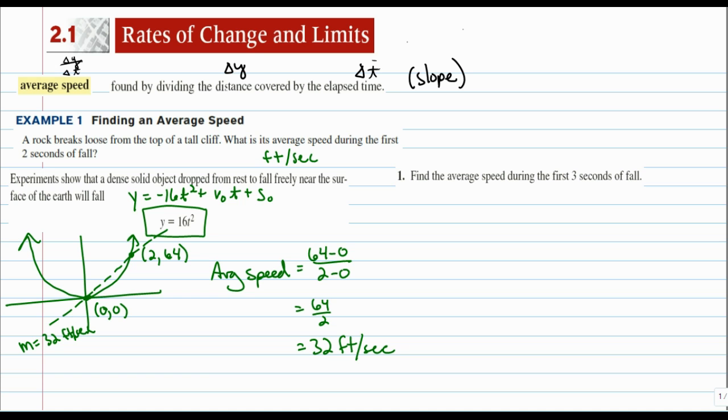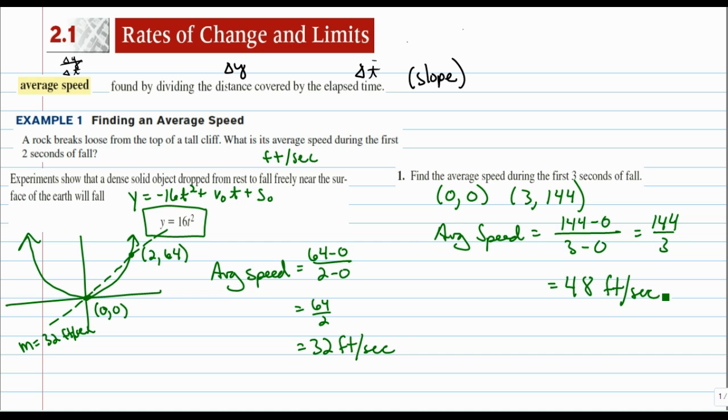Now, try problem number 1, which wants us to find the average speed during the first 3 seconds of fall. So if you can picture that, the rock is going to be falling even faster between 2 and 3 seconds, so we should have a faster average speed over the first 3 seconds than over just the first 2 seconds. Well, the position at time 0 was still 0 feet. Then the position at 3 seconds is going to be 144 feet. So the average speed this time is 48 feet per second.